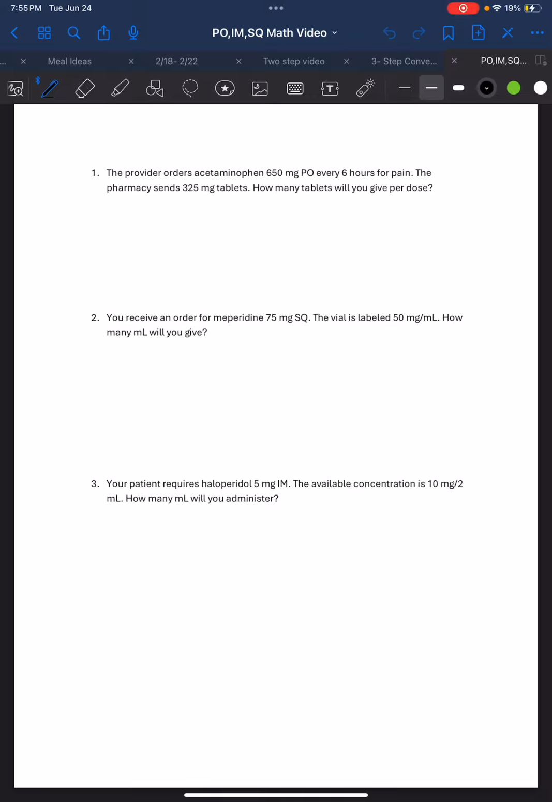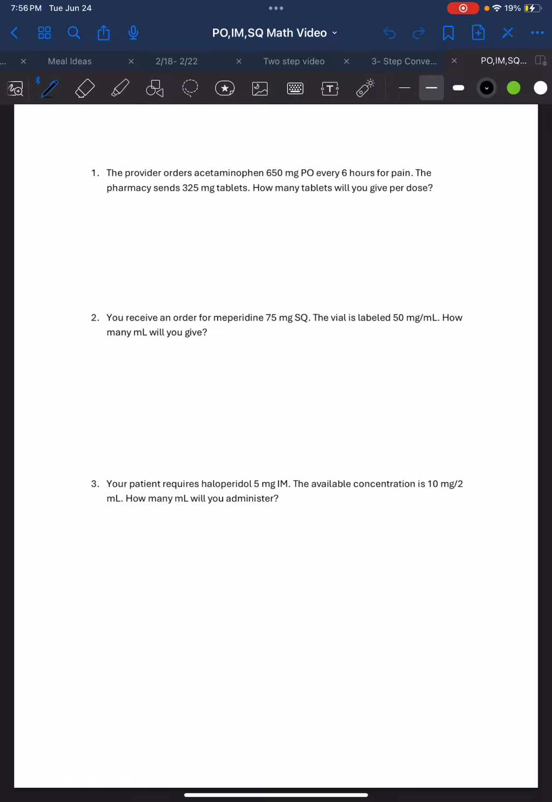So this video is going to go over oral, IM, and subcutaneous medications, and there'll be one of each. These are primarily two-step conversions. The difference with these and your previous conversions is that, one, it's a story problem and you have to pick out the important information. And two, it gives you the conversion factor, so there's not always something you necessarily have to have memorized.